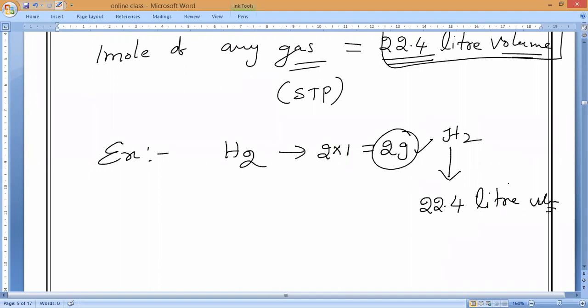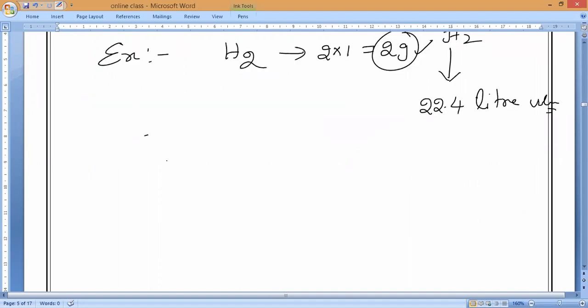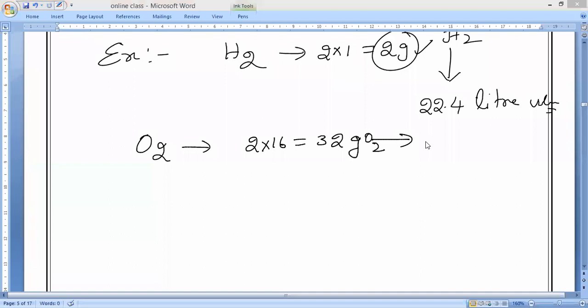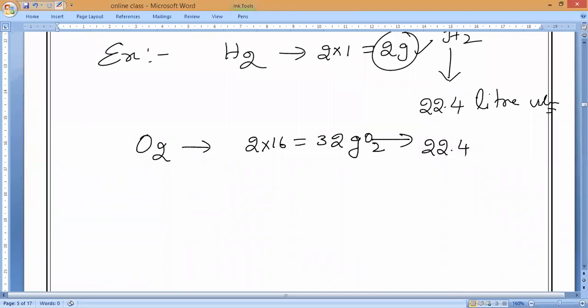For example, oxygen molecule. Tell me, Maunesh, oxygen molecule 2 into 16, which is equal to what? 32 grams. So if we take 32 grams of oxygen, how much volume will it occupy? It will also occupy 22.4 liter volume at standard temperature and pressure. Clear, everybody? At STP, standard temperature and pressure.